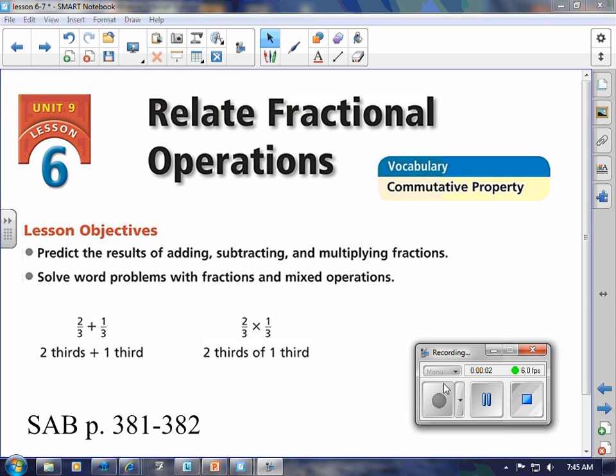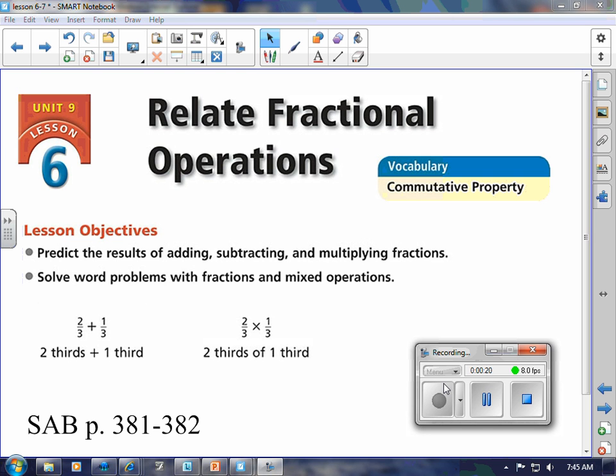All right, this is Unit 9, Lesson 6. We're going to relate fractional operations and talk about the commutative property and how when you shift things around, it's not saying anything different. Then we'll predict the results of adding, subtracting, and multiplying fractions, and we'll solve some of those in story problems.